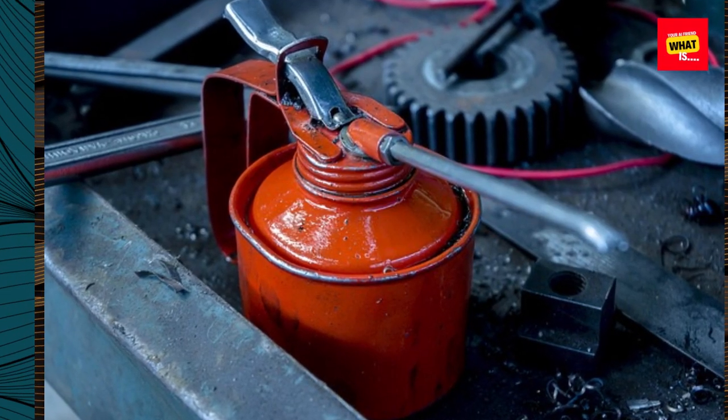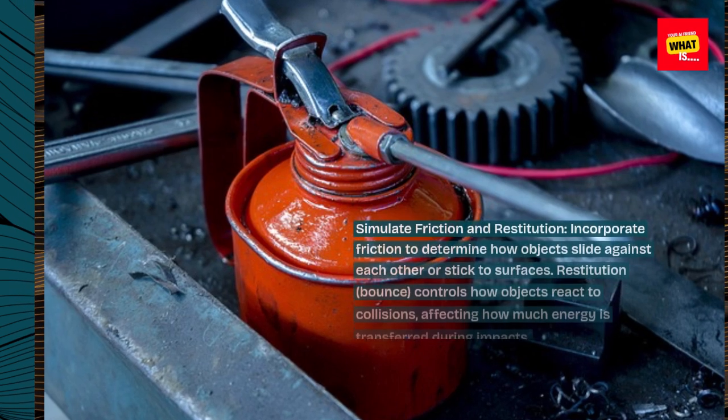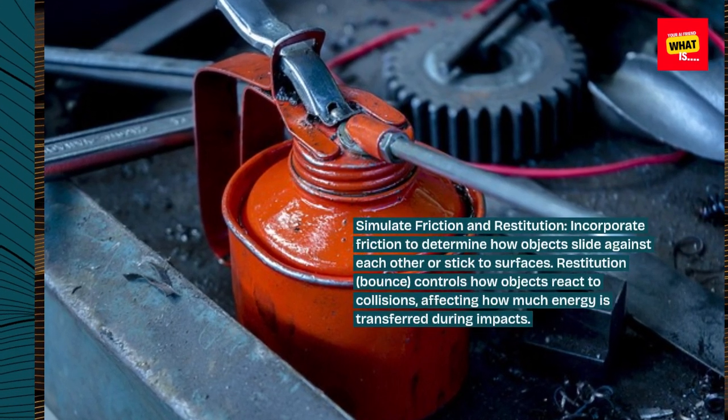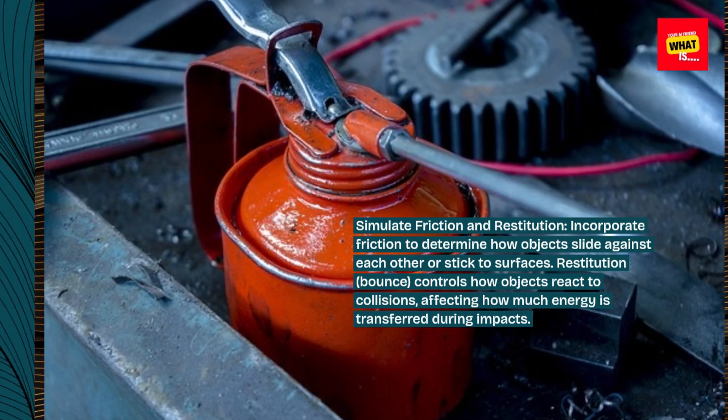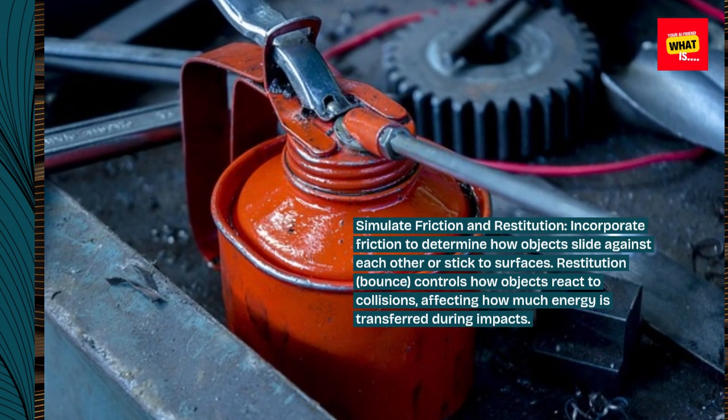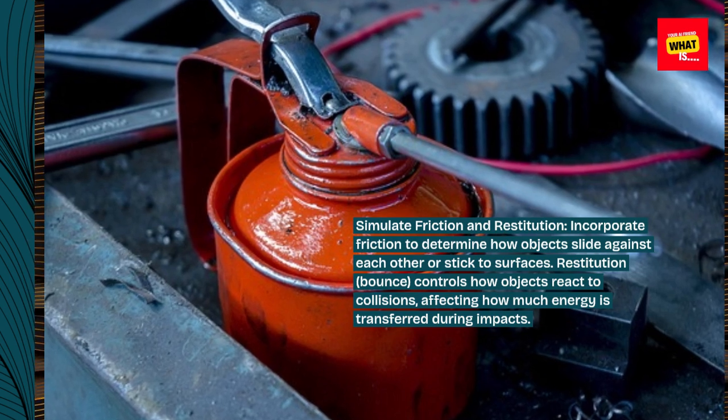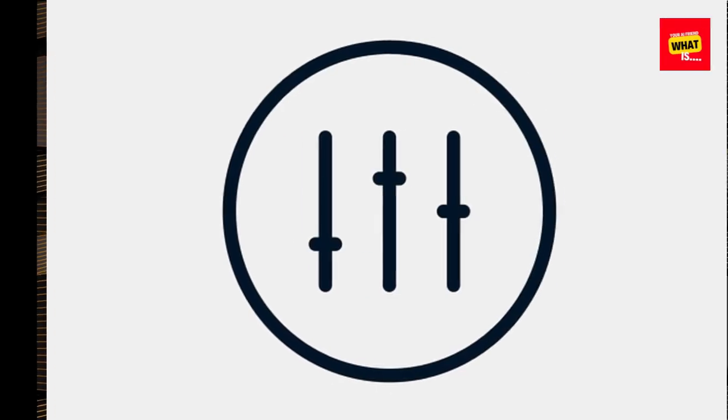Simulate friction and restitution. Incorporate friction to determine how objects slide against each other or stick to surfaces. Restitution, or bounce, controls how objects react to collisions, affecting how much energy is transferred during impacts.